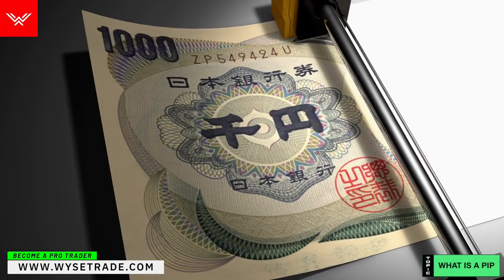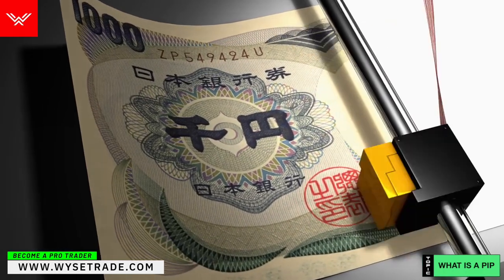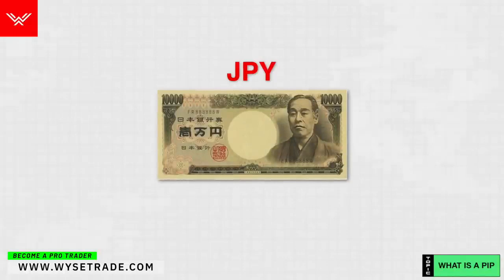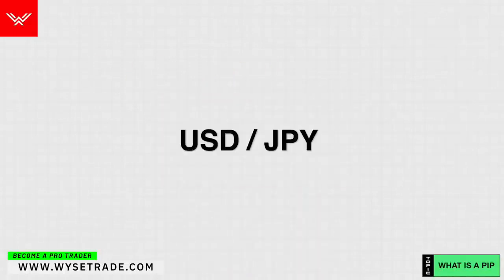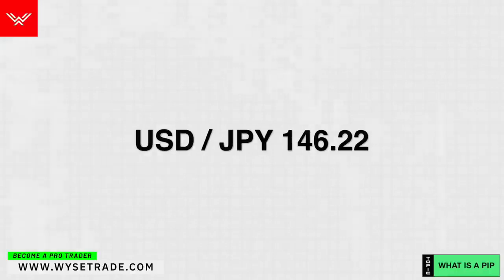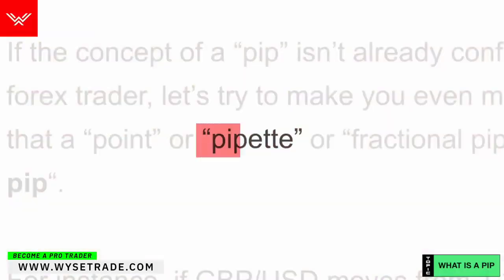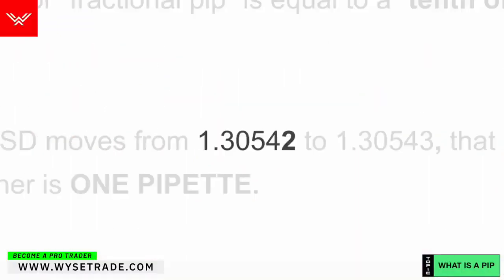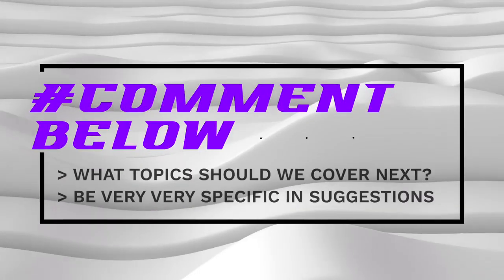However, some exceptions buck this trend, such as with the yen-crossed pairs. The Japanese yen is often quoted to 2 decimal places. So a 1 pip gain would be 146.22, rising to 146.23. There's also a pipette, which is a fractional pip that is 1/10 of a pip and is represented by the 5th decimal place.